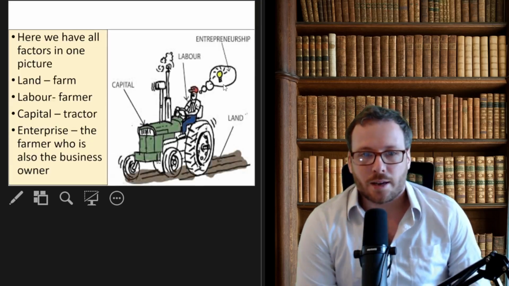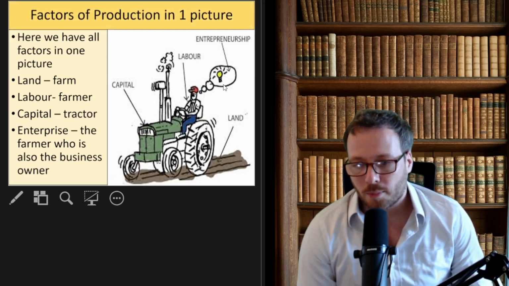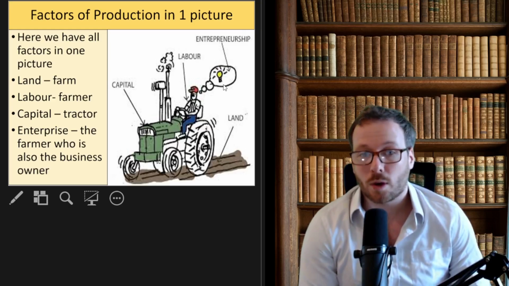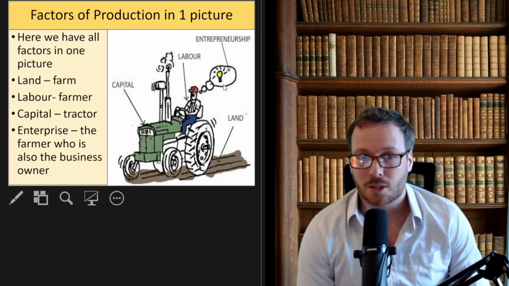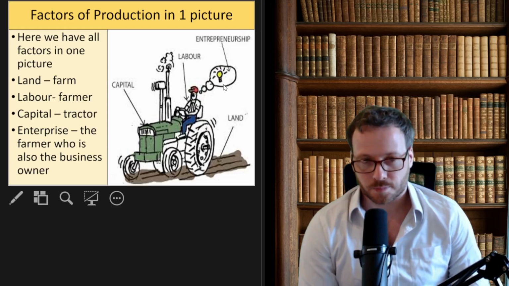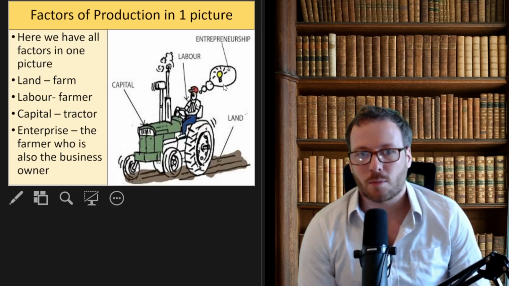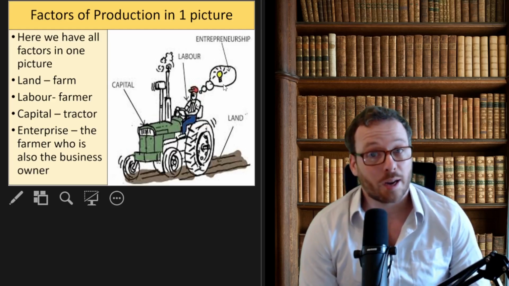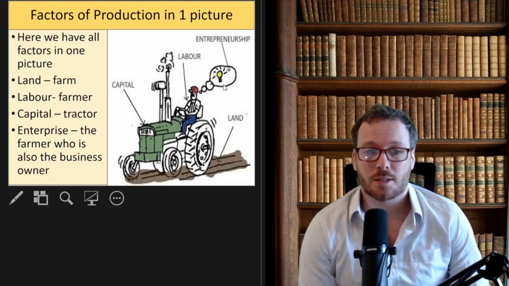So here is a perfect example of all four components together. We've got the farmer on his tractor. We've got entrepreneurship. He's the business owner. We've got land, showing that he owns the land, and the land originally was natural resource. Now we've got the capital working on the land, which is the tractor, and then him working as the labor in his own firm. He puts all those components together to create a business that produces goods and services.